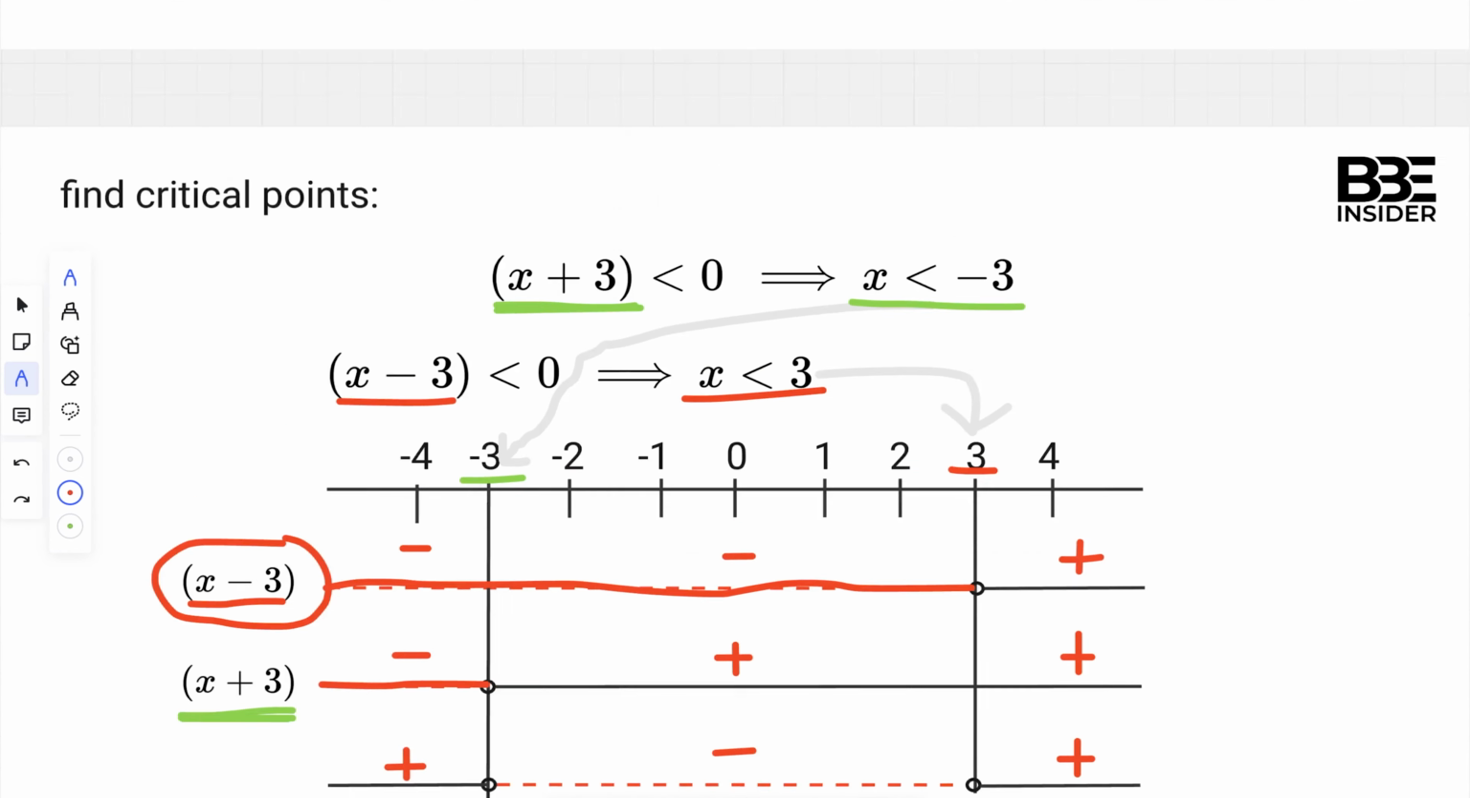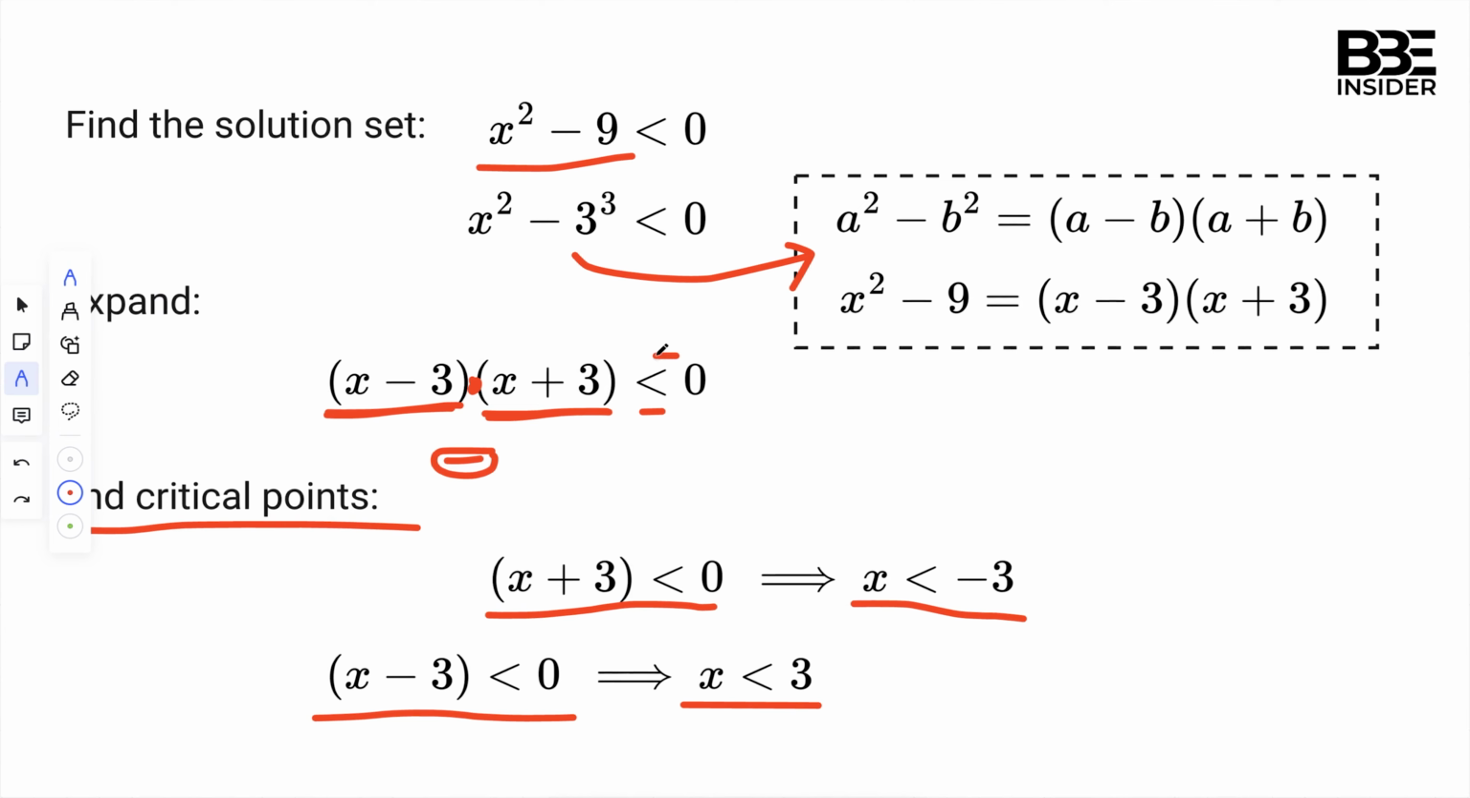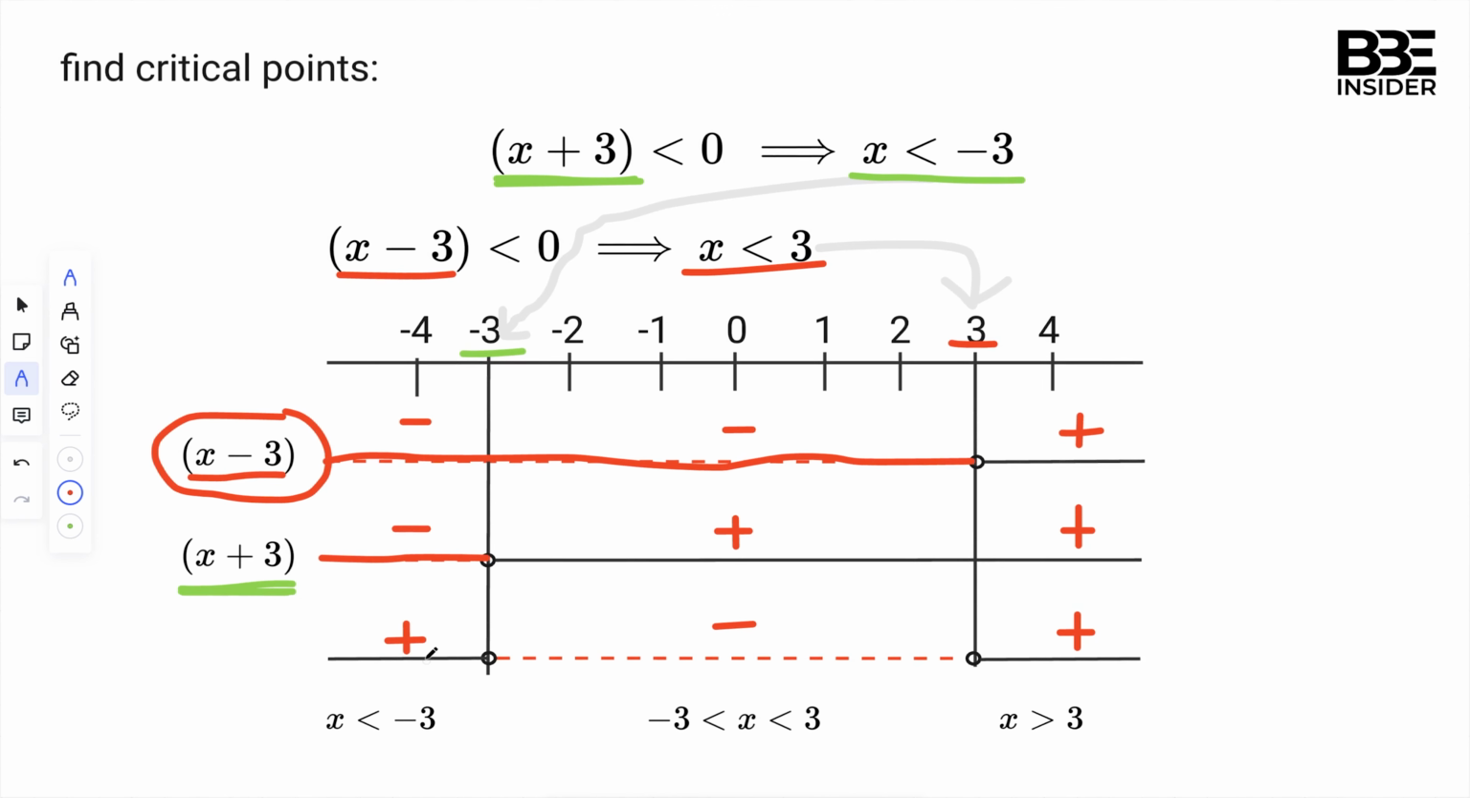The initial expression was concerned about all values that are smaller than 0, meaning that are negative. Therefore, we check when the overall expression is negative. It's not the case in this interval, it's not the case in this interval, therefore just the interval -3 is smaller than x is smaller than 3 is the right interval because all values in this interval are negative.